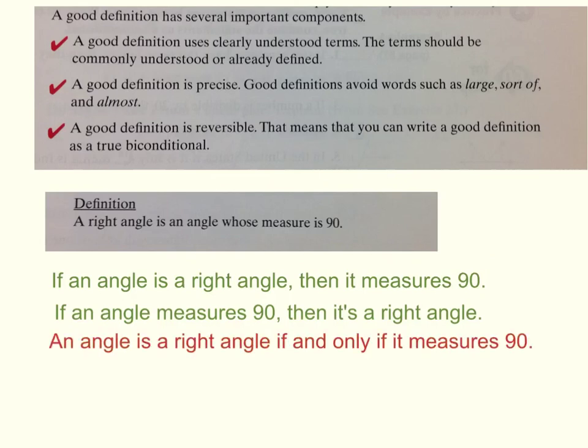The biconditional would be an angle is a right angle if and only if it measures 90. Or you could switch it around and say an angle measures 90 if and only if it's a right angle. So we see this is reversible, therefore it is a good definition. This concludes Lesson 2.2.